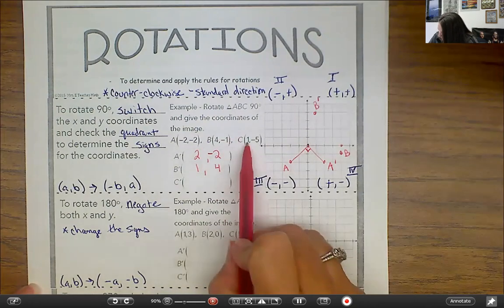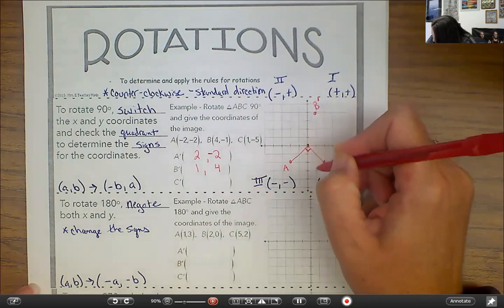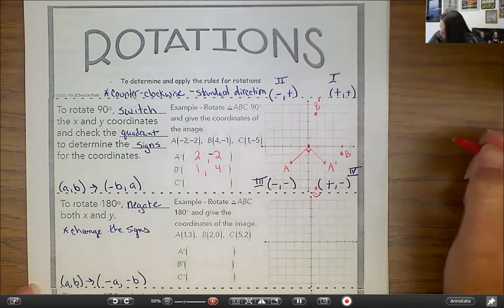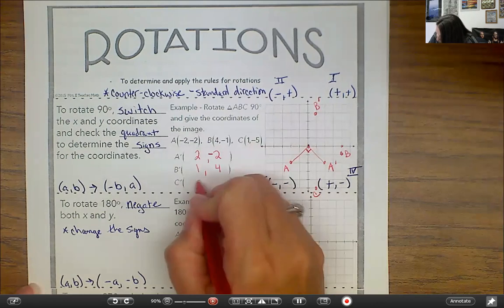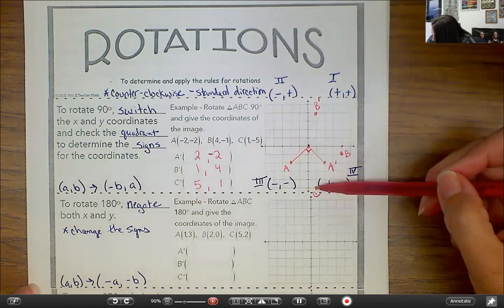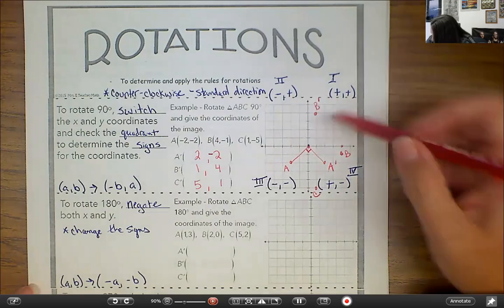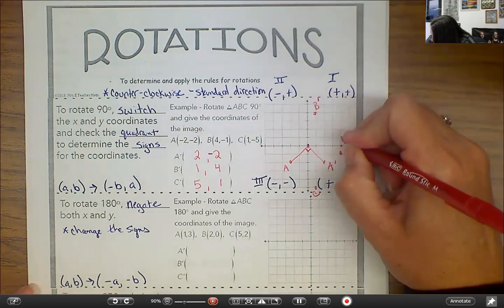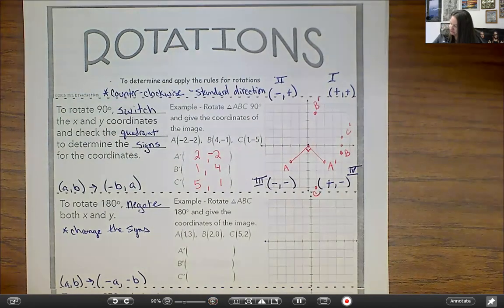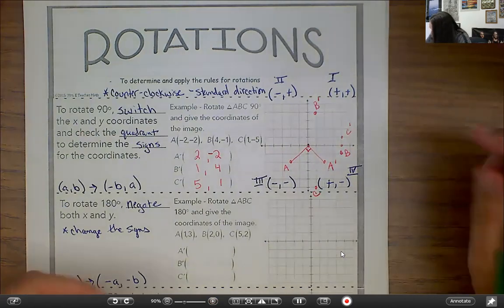Okay, C was at 1, -5. So 1, 1, 2, 3, 4, 5. There's C. I'm going to switch those. So 5 and 1. But now, if I was in the 4th, I'm going to move to the 1st. So both are positive. So 5 and 1. There's C prime. And I'm going to try to do these triangles in different colors so you can see the rotation here. Make sure that this worked out.